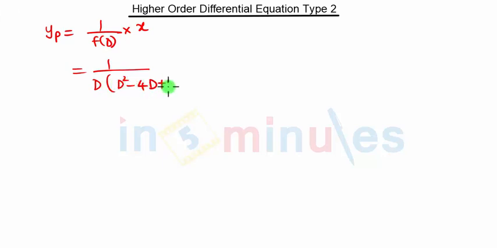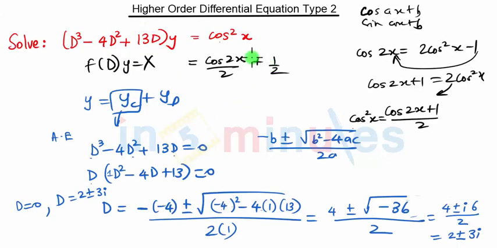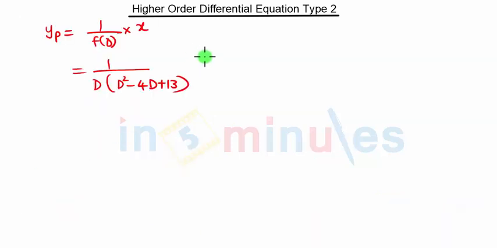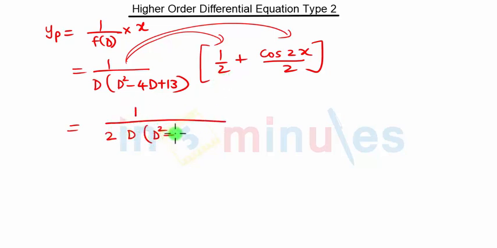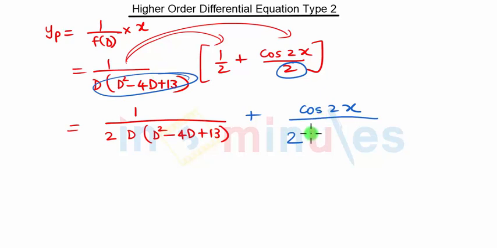After this we will find a particular integral, and particular integral is given by 1 upon f(D) into X, and our f(D) is nothing but D into D square minus 4D plus 13, and X we have calculated as cos 2x upon 2 plus half. So it will be half plus cos 2x upon 2. I'm going to multiply this term with each of the terms inside the bracket. So we will get 1 upon 2, this 2 into D, and D square minus 4D plus 13 plus cos 2x upon this 2 into this denominator.